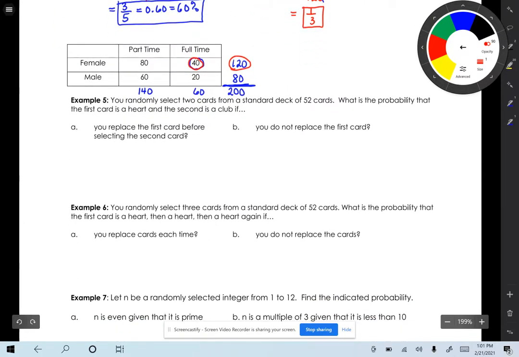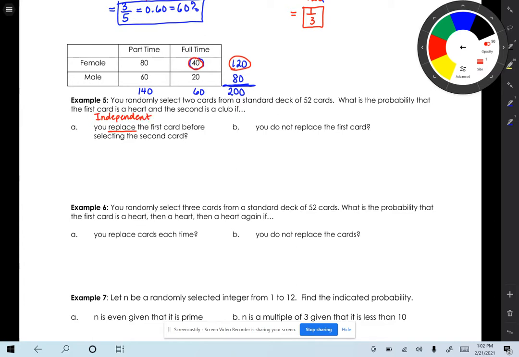Okay, example 5. You randomly select 2 cards from a standard deck of 52 cards. What is the probability that the first card is a heart and the second is a club if, here's key words, if you replace the first card before selecting the second card. If you replace, then the process is independent because it's acting like you're starting all over again. So this part A is independent events, and that's because you're replacing the card back.